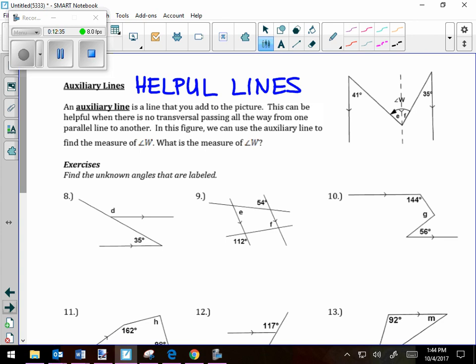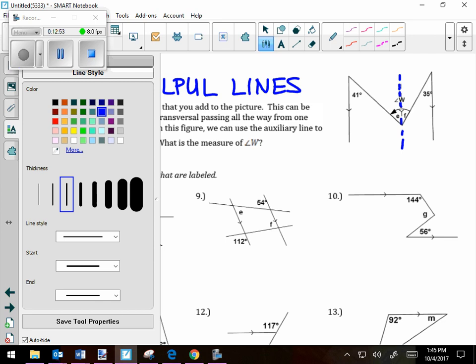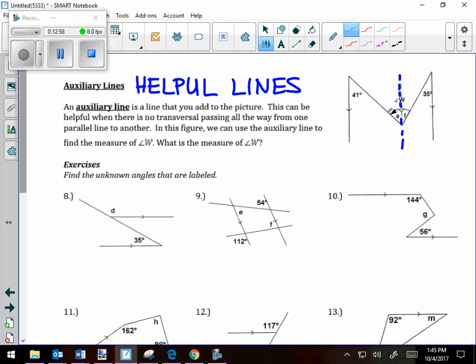So what I'm going to point out to you is that in this little picture on the right-hand side over here, you can see that they've drawn this auxiliary line going right through the middle here. And the reason why they did that is because the question was asking them to find angle W. And if you take a look at where angle W is, it's this angle that's right here. There's no way to find that one angle in just one step. But by drawing in the auxiliary line, what ends up happening is we have this line that's parallel to this line.